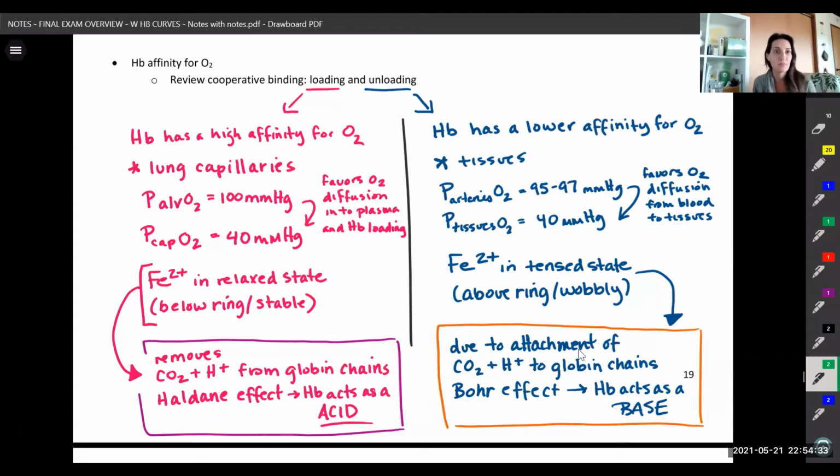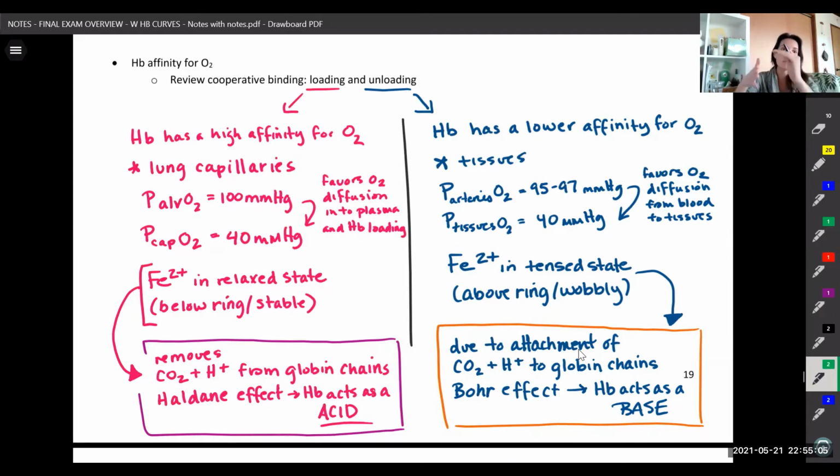And that's referred to as the Bohr effect, happening because the hemoglobin is acting like a base by removing the hydrogen ions and buffering those hydrogen ions. And because of the attachment of CO2 and hydrogen ions, that causes a physical change in the alpha and the beta subunits. That causes then a physical change in the position of the heme group and the iron ion that's holding the oxygen. We say that the iron goes into a tensed state.